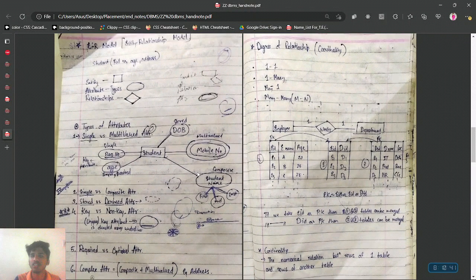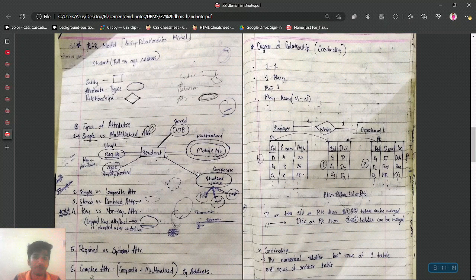Then there is the degree of relationship. Degree of relationship can be considered as cardinality. If anyone asks you about cardinality, cardinality is the numerical relationship between rows of one table and rows of another table. There are four types of cardinalities, or four degrees of relationship: one-to-one, one-to-many, many-to-one, and many-to-many.